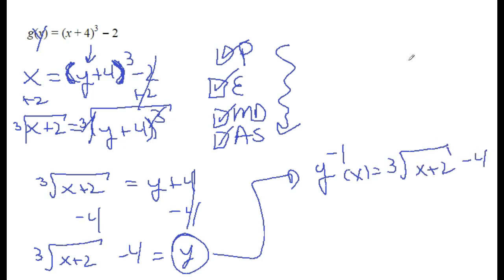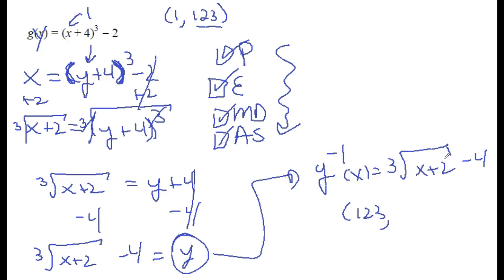Now if I want to, again, check my work, pick a small number like, let's say 1. If x equals 1, 1 plus 4 is 5. 5 cubed is 125. 125 minus 2 is 123. So if x is 1, y is 123. If I take this y and make it an x over here, I get 123 plus 2 makes 125.